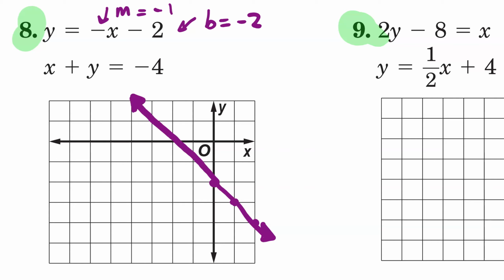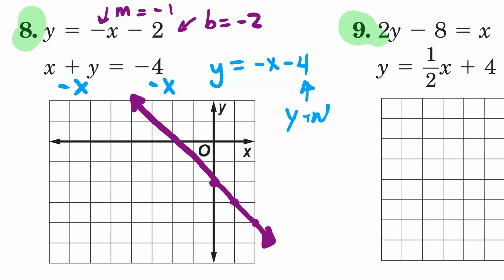Okay, I'm going to give you about 10 seconds. I want you to try to graph the other line, and then tell me what the solution is. Where are they intersecting? Got to get it in slope-intercept form. My y-intercept is negative 4. Slope is negative 1.